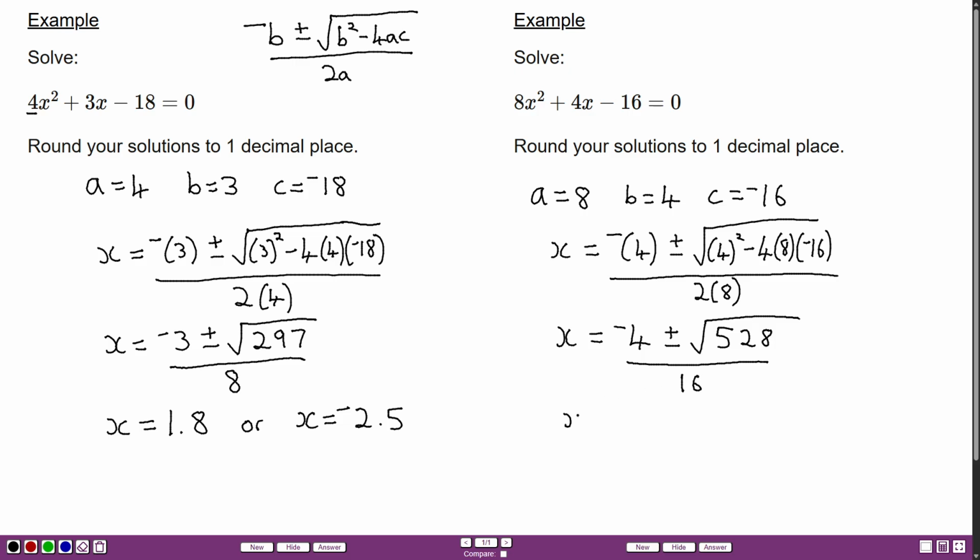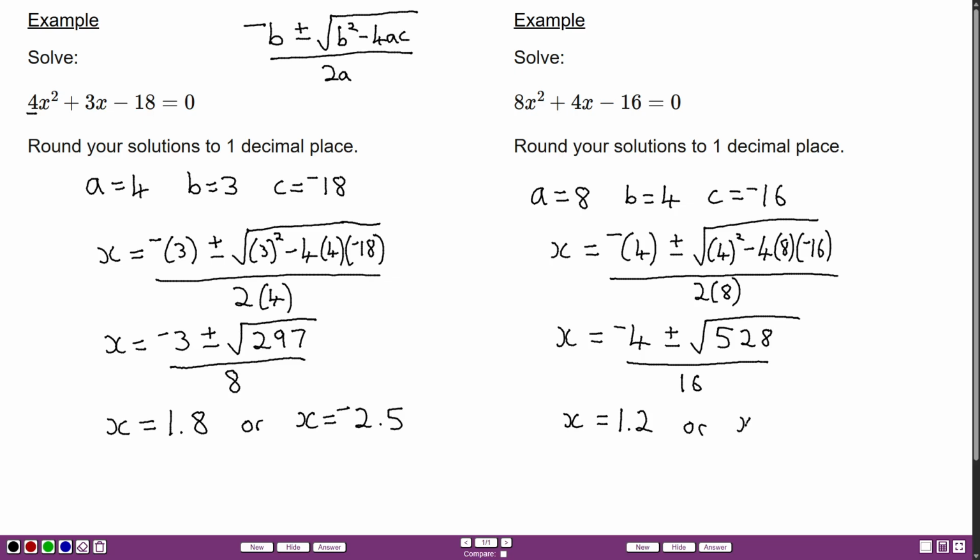Right, let's pop this into my calculator for a final time then. Once where I've got the addition and then the subtraction. So it's going to be negative 4 plus the square root of 528, all divided by 16. And that gives me, to one decimal place, that's going to be 1.2. I get 1.186 on my calculator.